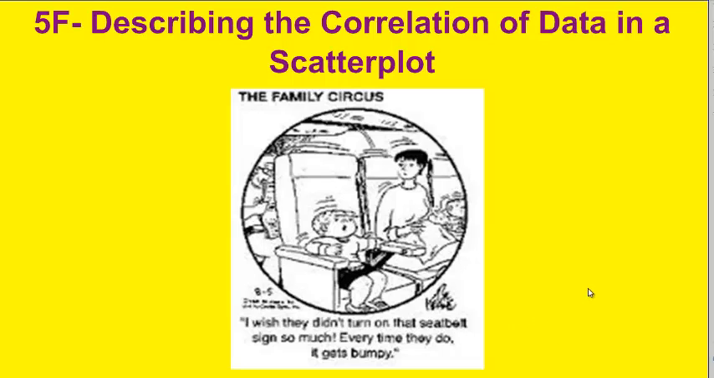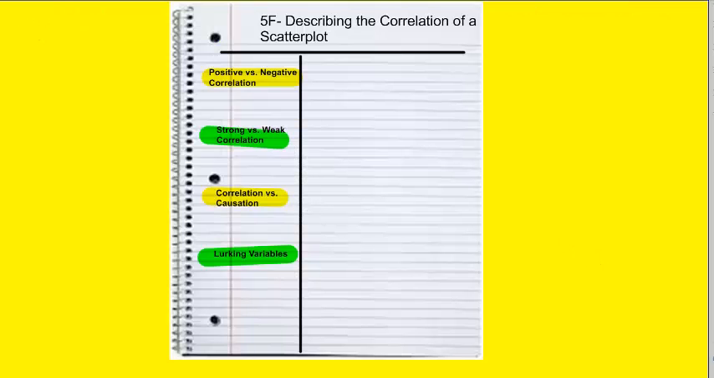Today we are going to be looking at learning target 5F, describing the correlation of data in a scatterplot. Make sure you set up your Cornell notes so that you have the key points of positive versus negative correlation, strong versus weak correlation, the difference between correlation and causation, and what a lurking variable is.